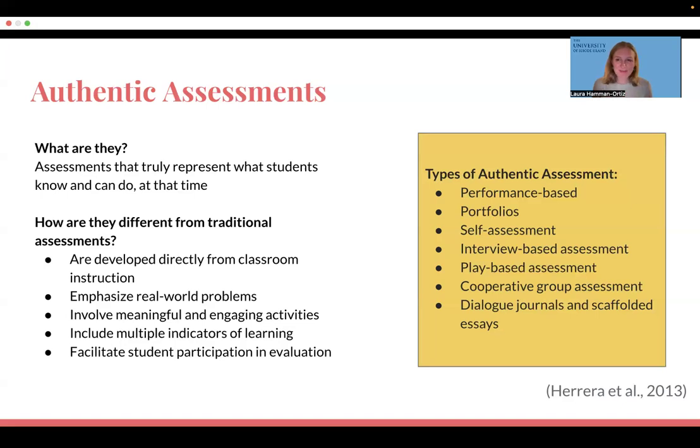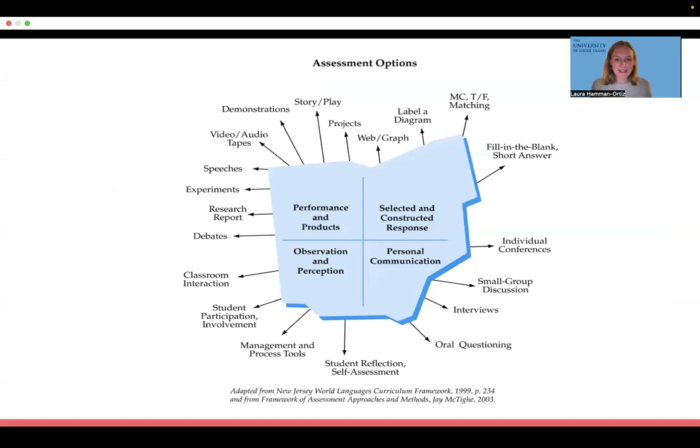I imagine many of you use these types of assessments already, but I encourage you to continue to think about ways you can make your assessments even more authentic. And I think this is a great visual from the New Jersey World Languages Curriculum Framework that just shows the wide range of assessments that we can draw from.